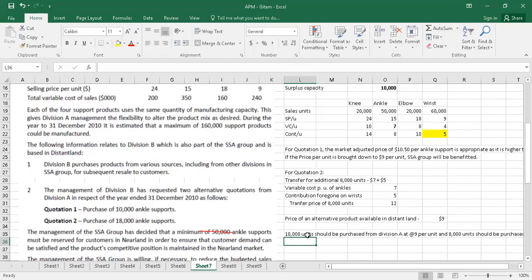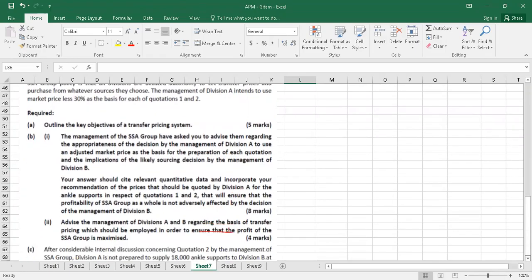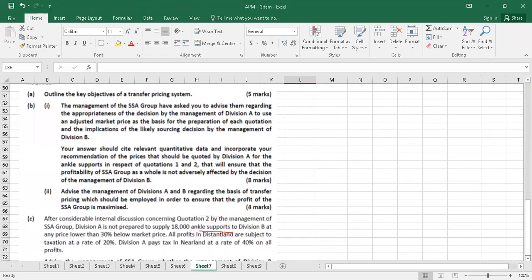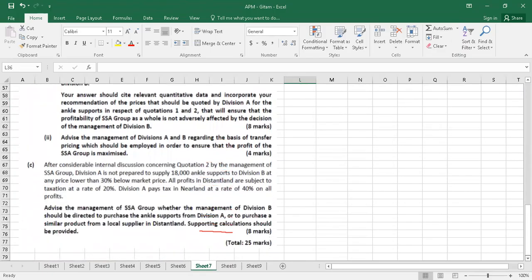I hope the decisions are clear. So the second bit says what is the basis. Basis is quotation 1, it is surplus capacity. Quotation 2, it is production constraint. So just talk about those things. Explain. Requirement B is clear. Yes, ma'am.